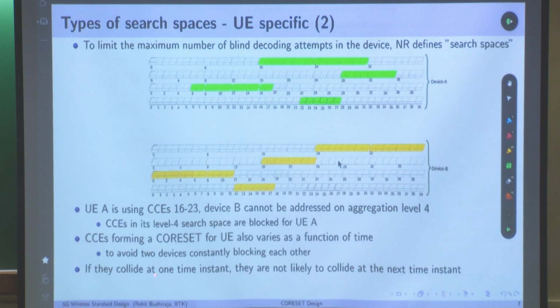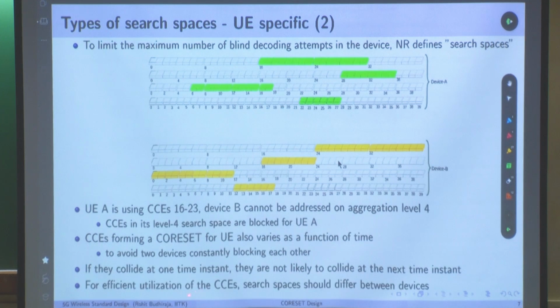So it's happening, okay, if they collide at one time instant, they are not likely to collide at the next time instant. If they continuously collide, then you change it. If they don't collide, which I gave you an example just now, in this case, if aggregation level 1, they will not mostly collide, right?